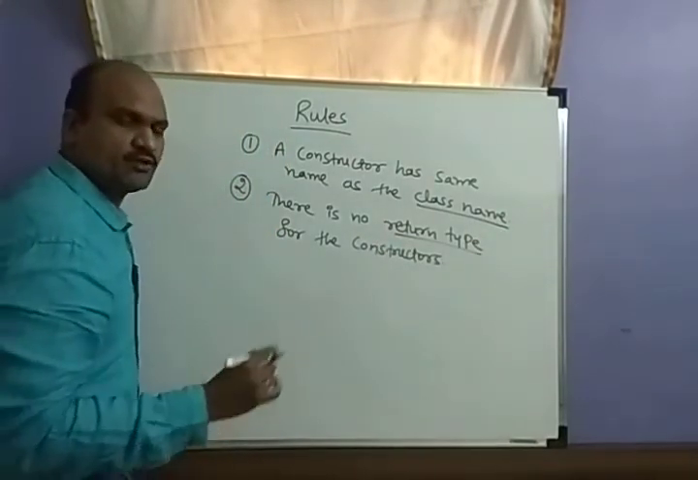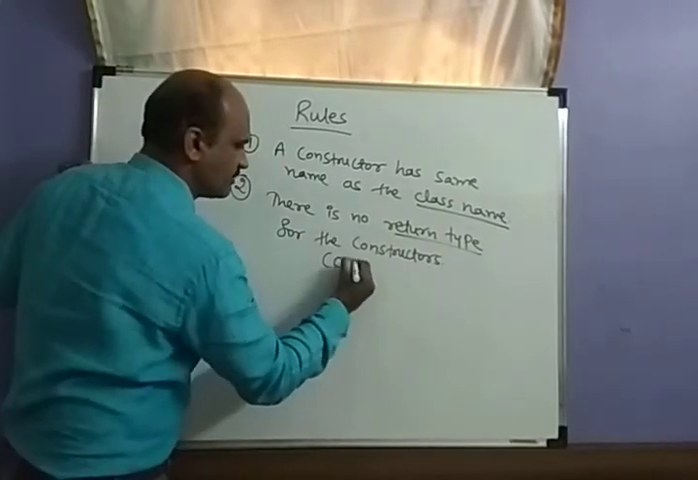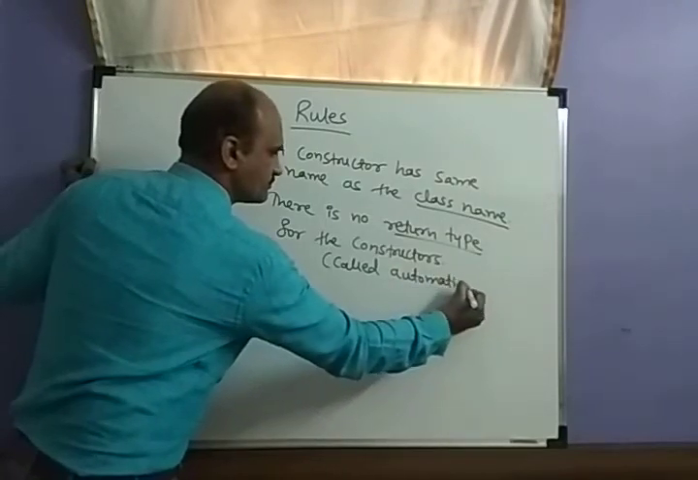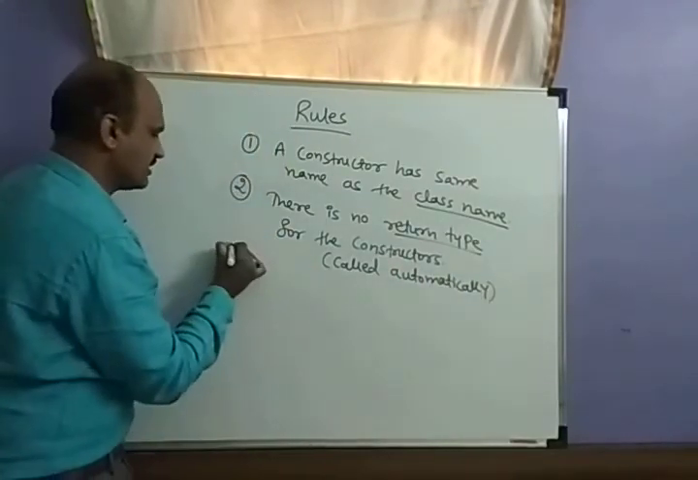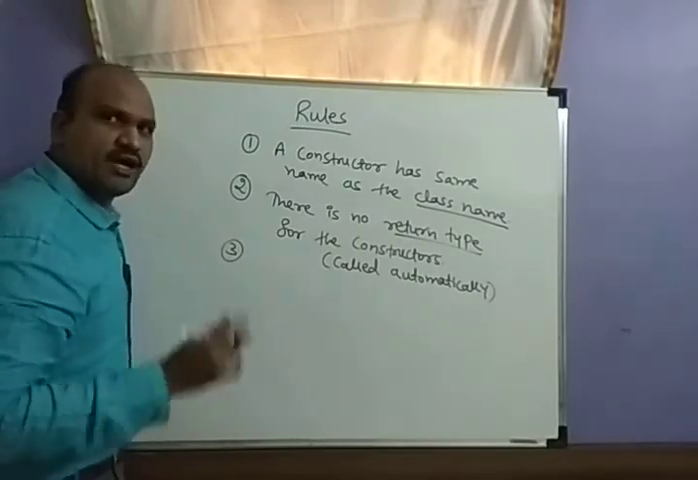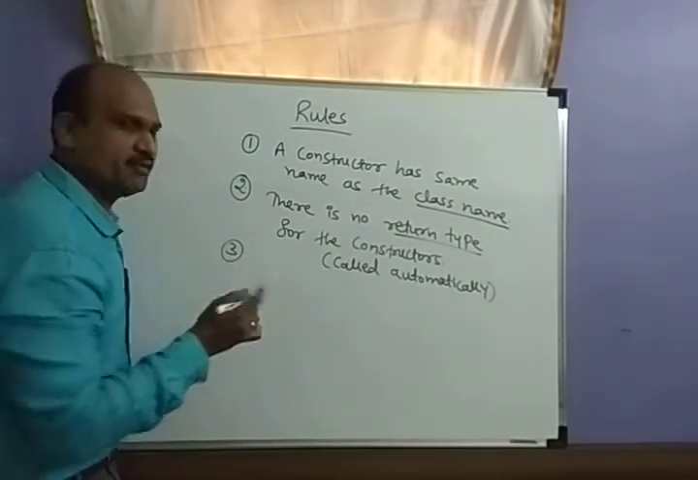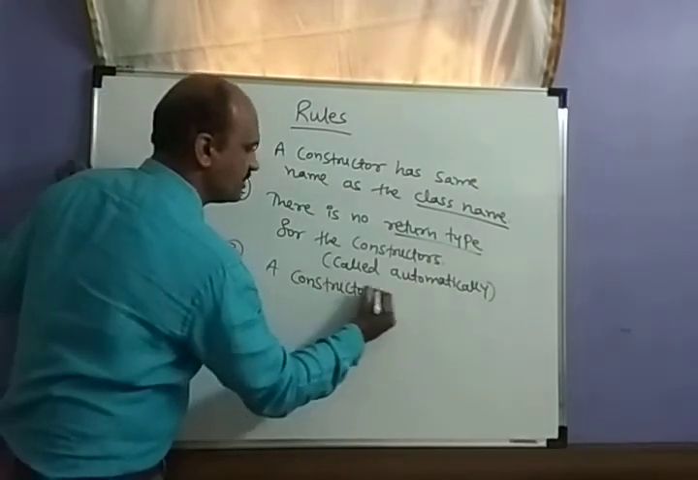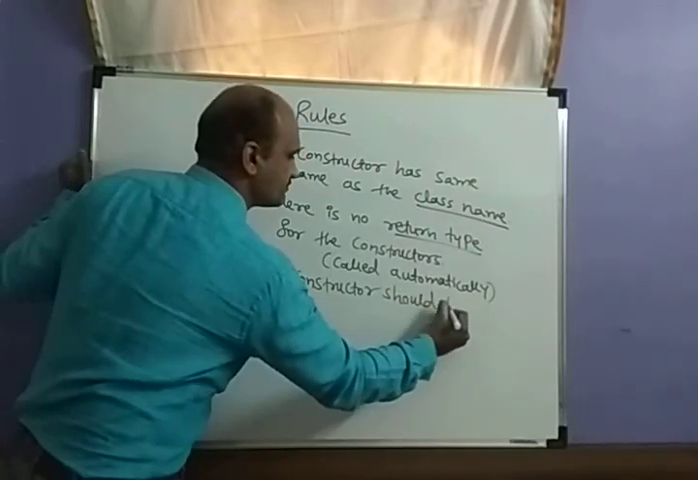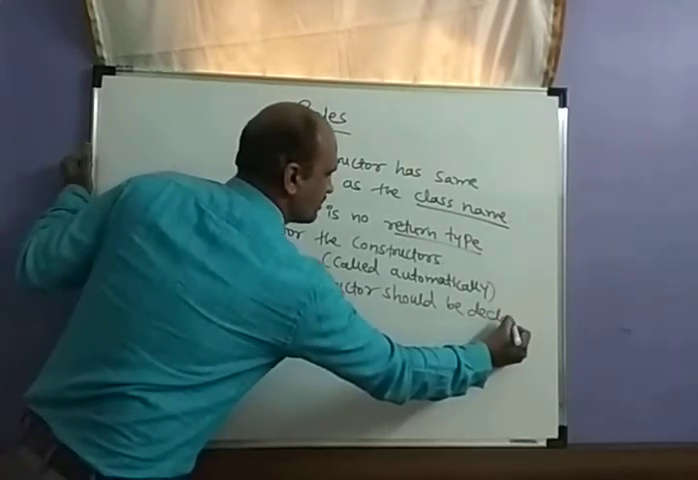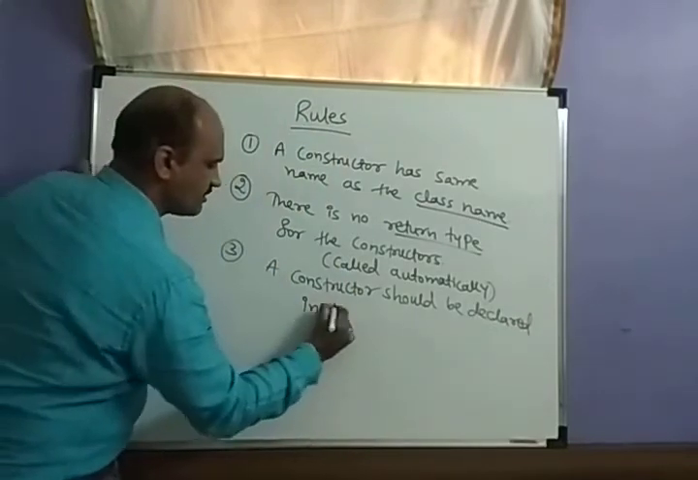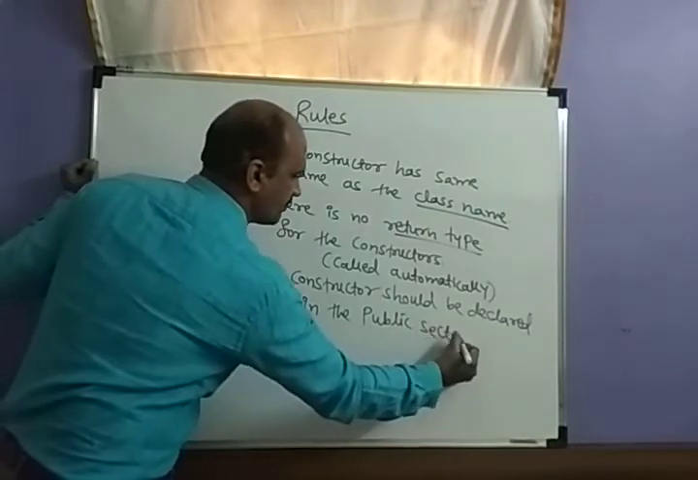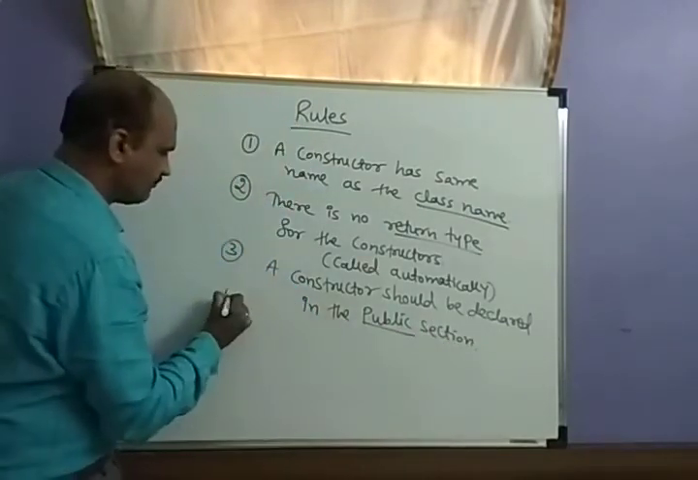It will be called automatically, so there is no return type. And the third rule: a constructor should be declared in the public section, that is, in the public access specifier.